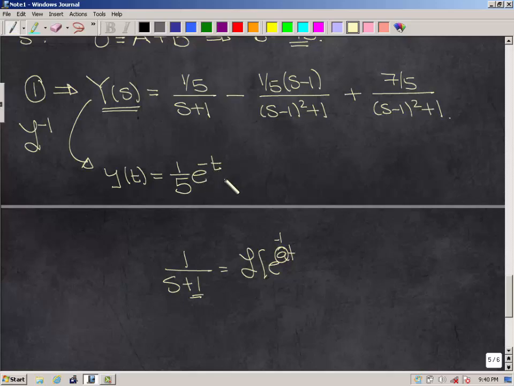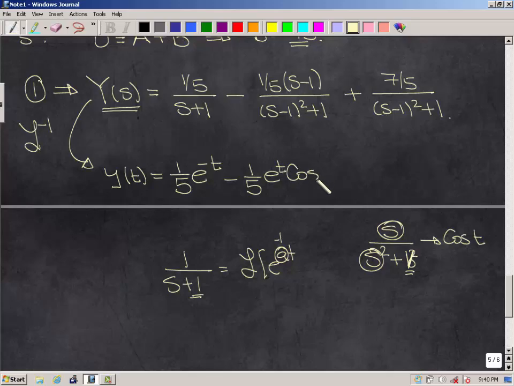Okay. Minus, I'll pull that 1/5 out. If you recall, Laplace of what gives you that? If you didn't have that s minus 1, you would have just s. Instead of s minus 1, if I had s over s squared plus 1, this is cosine of whatever this is. This normally is b squared, but in this case it's 1, so we get just t. But because these were shifted, we have to introduce that e. So in this case, we get e to the t cosine of t. Same thing will happen here. We get 7/5 e to the t sine of t. And there's your answer.